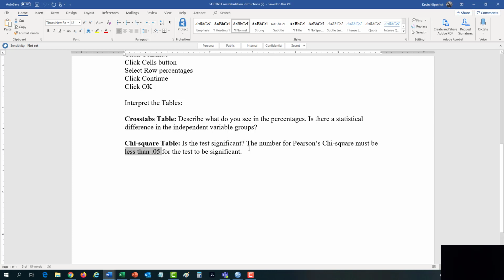Okay, and I said in the How to Do Your Paper video that you might run some tests that are not significant. So that number for Pearson chi-square will not be less than 0.05. It'll be 0.05 or greater. So that doesn't mean that you have to keep running tests until you get a number that's less than 0.05. My goal in teaching you is just so you'll be able to tell me whether the test is significant or not.